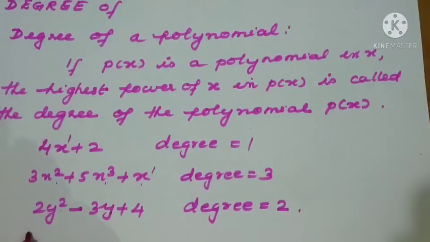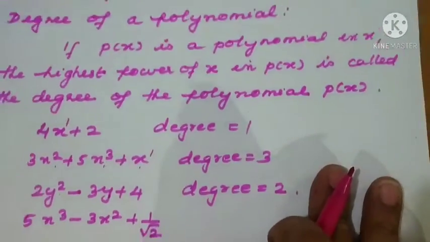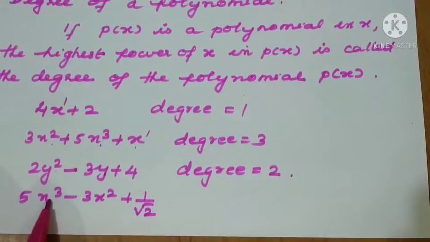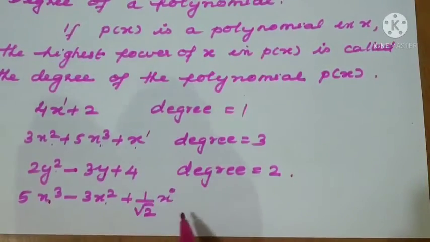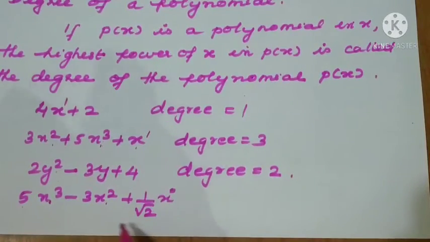Now another example, 5x cube minus 3x square plus 1 by root 2. Is it a polynomial? First we must check, because 1 by root 2 is there. We should check whether it is a polynomial, because the power of the variable is 3, 2, and here, if it is also there, it means x raised to 0. So the powers of the variables are taking only whole numbers, and therefore it is a polynomial only. Coefficients can be real numbers. In the first case it is 5, the next is minus 3, and then 1 by root 2. So what is the answer here?